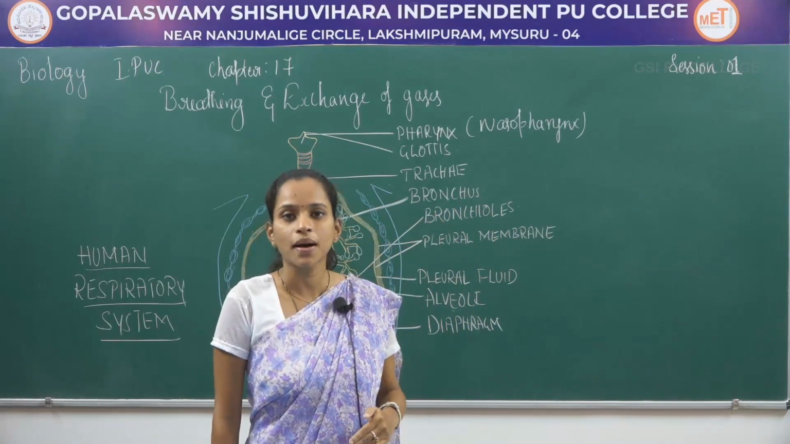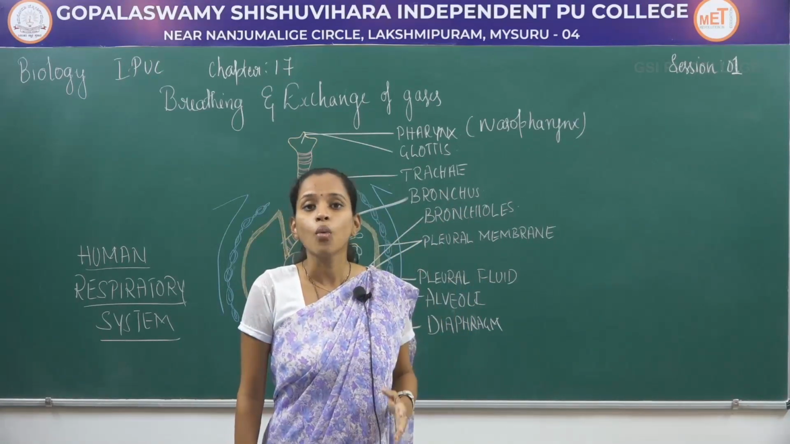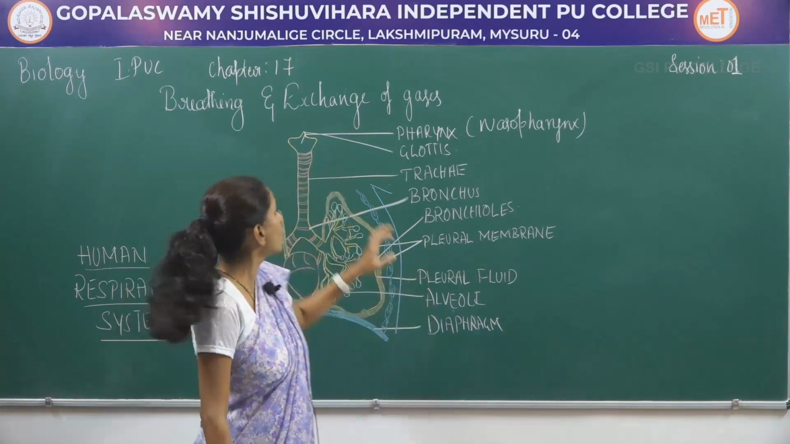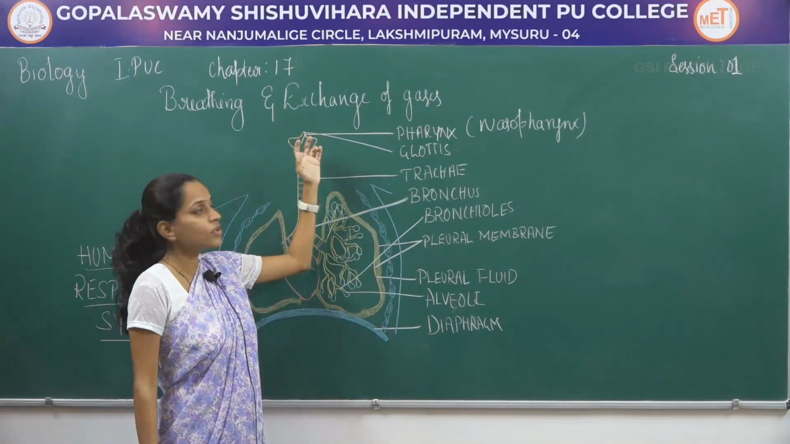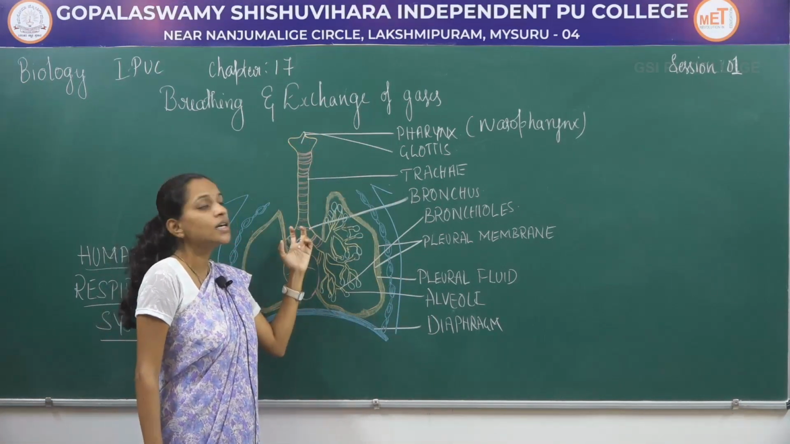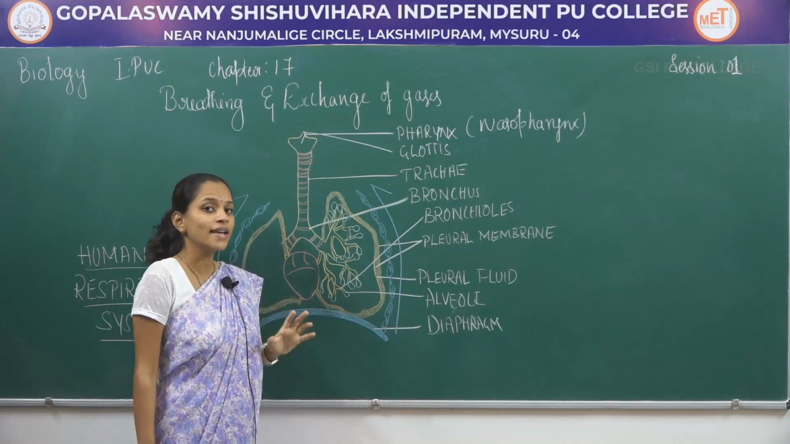As soon as the air passes into the voice box, you can hear a voice which is generated. Once the air passes into the voice box, later it travels into a tube-like structure that is called the trachea.